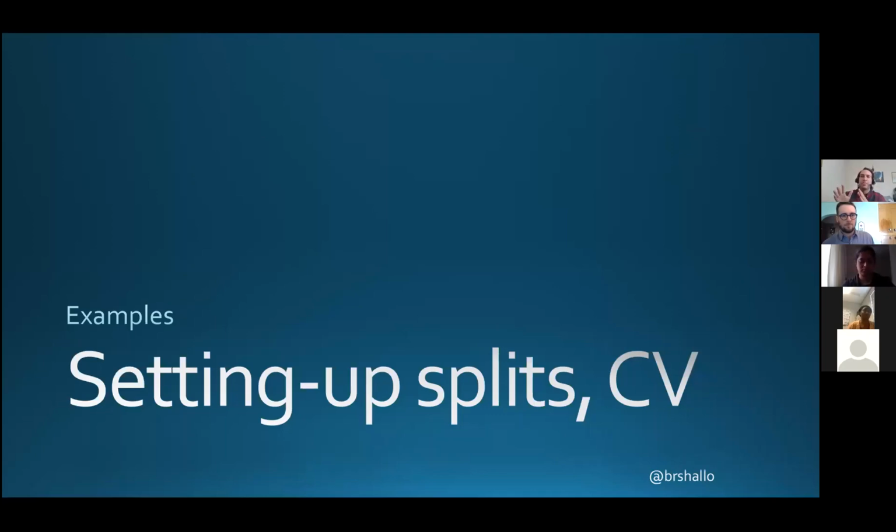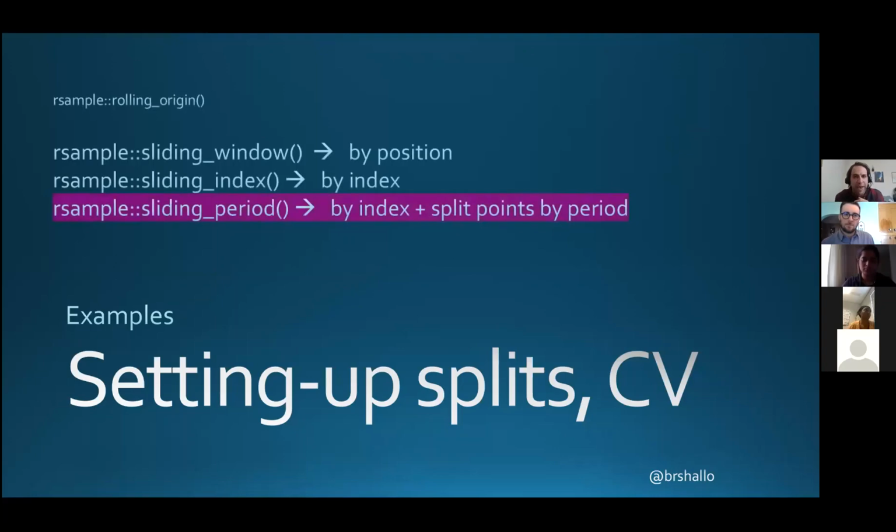Okay, so that was setting up our initial train and test split. Now I'm going to take my train data set and set up my time series cross validation on that. There are several functions within the rsample package that make doing this pretty intuitive. I'm going to be talking about the example rsample sliding period. So let's walk through that.